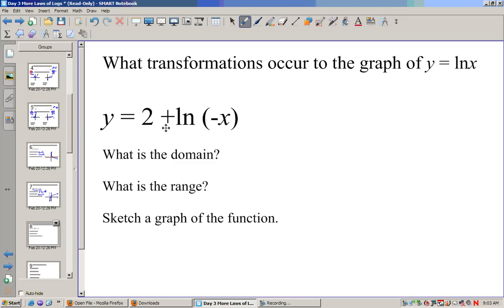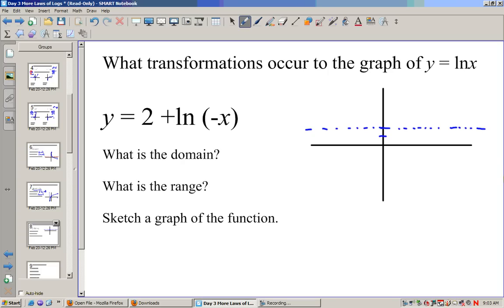All right, 2 plus natural log of -x. Now that negative's in a different position than it was previously. So instead of flipping it vertically, we're going to flip it horizontally. That 2 means we move it up 2. So pretend like this is our new x-axis.